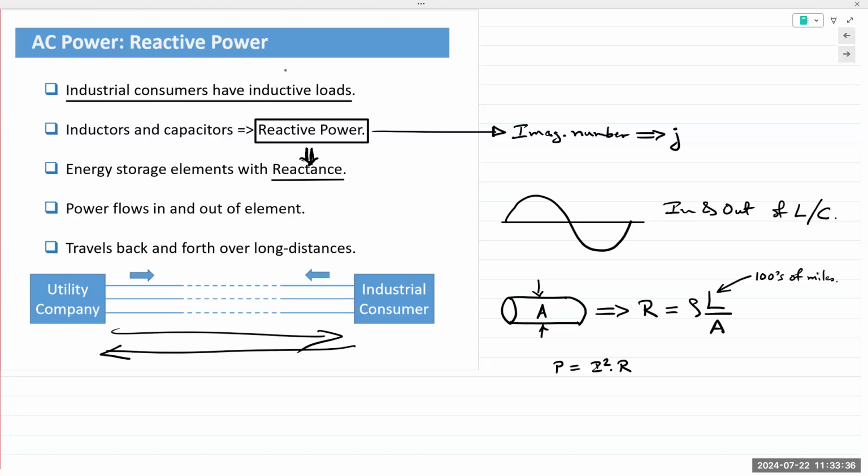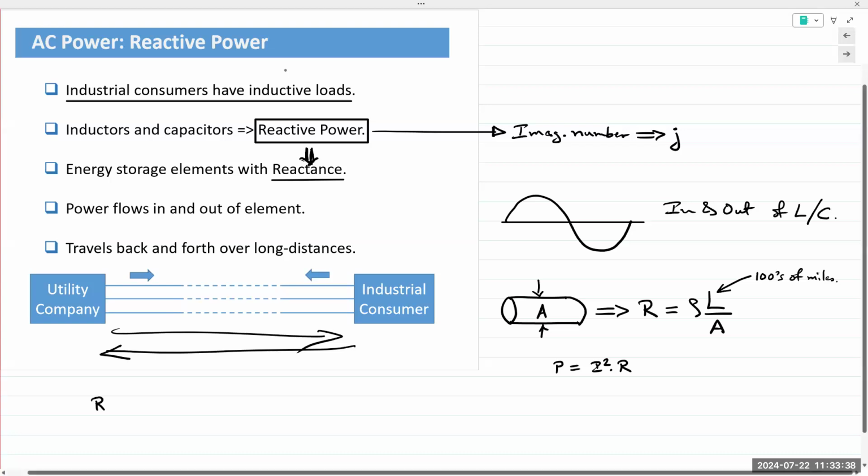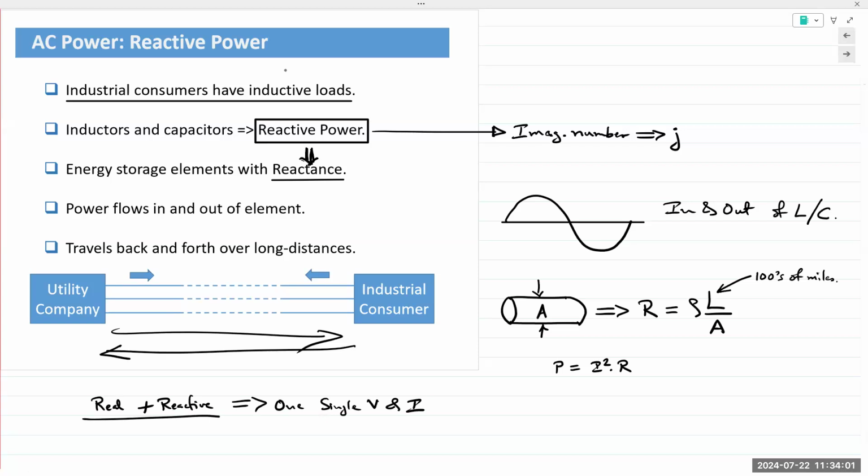The total power that is being sent, the utility company has to send the real power plus the reactive. The machines don't distinguish between real and reactive. It is all one single voltage and one single current. The machine itself is going to use some of it for reactive purposes, the other for real purposes. Does that make sense? So the cost associated with sending this much power back and forth is insane.